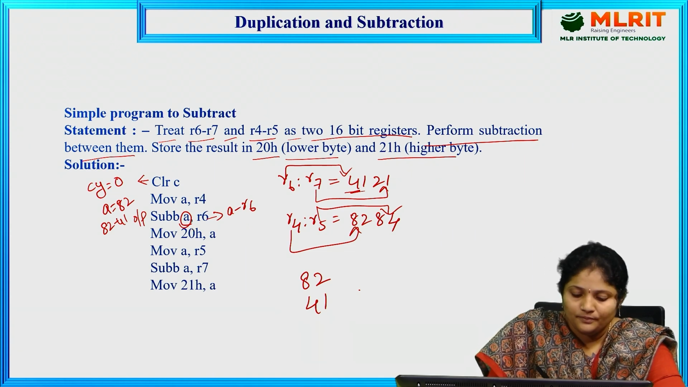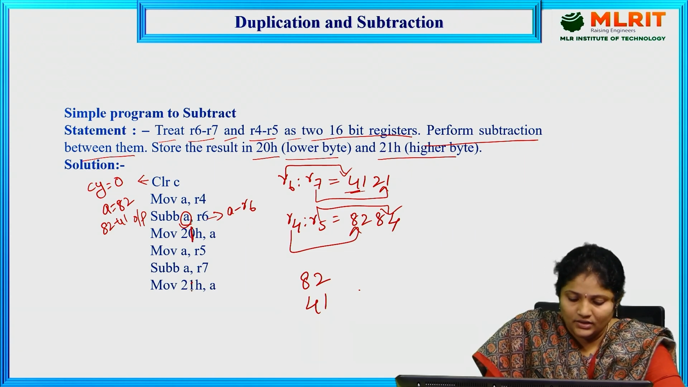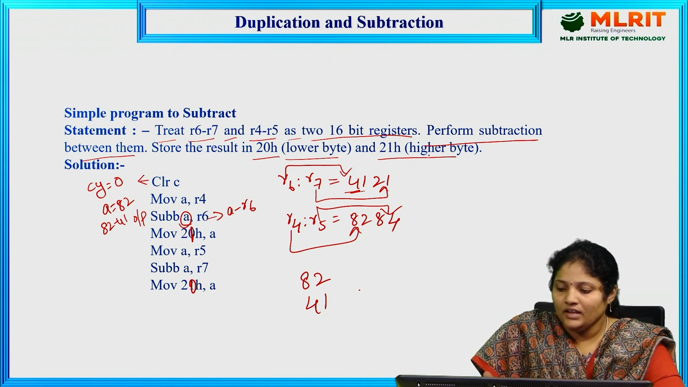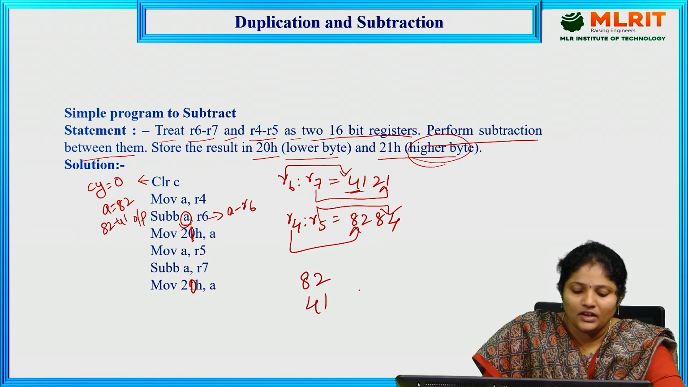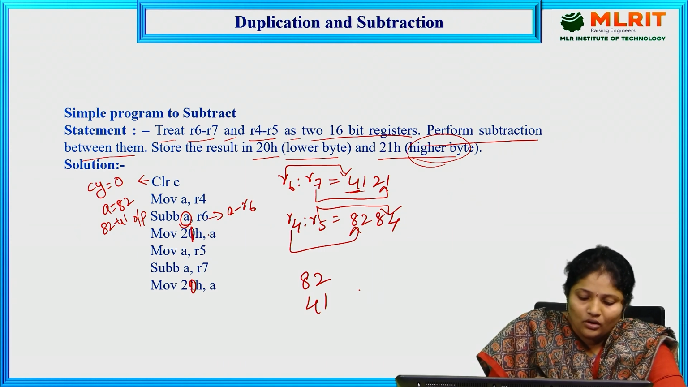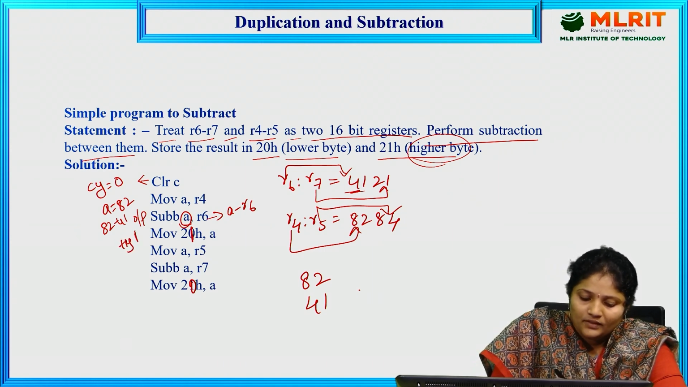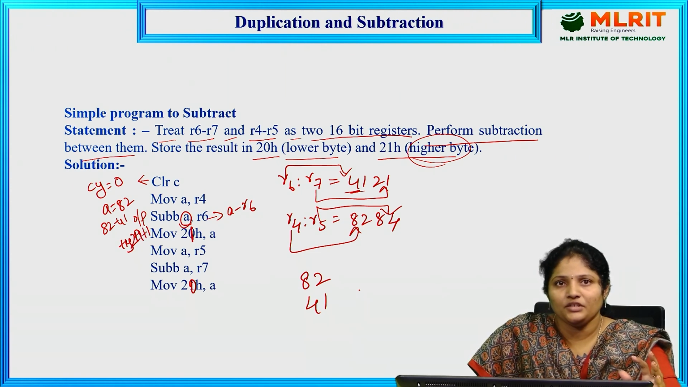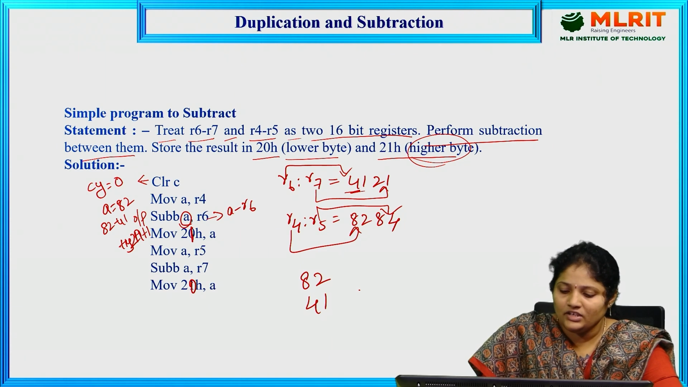So now we need to move this A. So here this is 21H and this is 0. So here the output in A, the higher byte, needs to be moved to the 21H. So that's why we are moving the output of higher byte from A to the 21H address location. Now we need to perform the same operation between the lower bytes. So here I was taking R5 as the lower byte. So R5 minus R7 should be done.